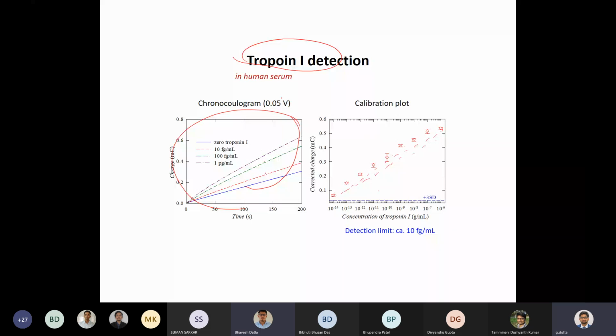Okay, and here applied potential, maybe we applied actually 0.05 volt. Okay, sir. Yes. Okay.